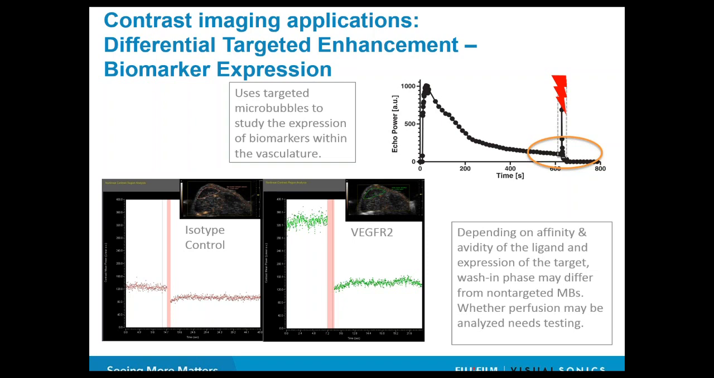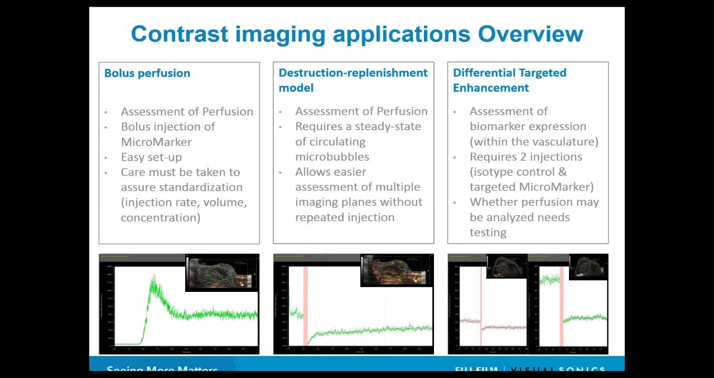So to sum this up and to give you an overview, we've seen 3 different MicroMarker applications so far. We've seen the 2 on the left, bolus perfusion and destruction-replenishment, and these are both used to study tissue perfusion or tumor perfusion, if you wish. And I used with MicroMarker, the untargeted version.